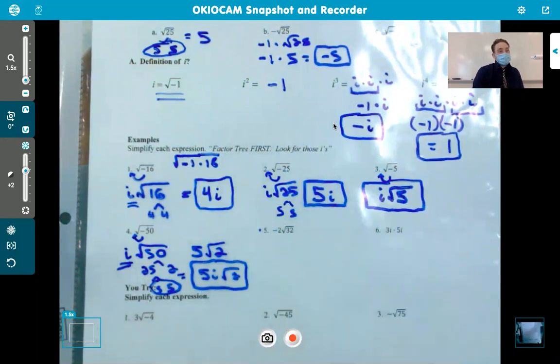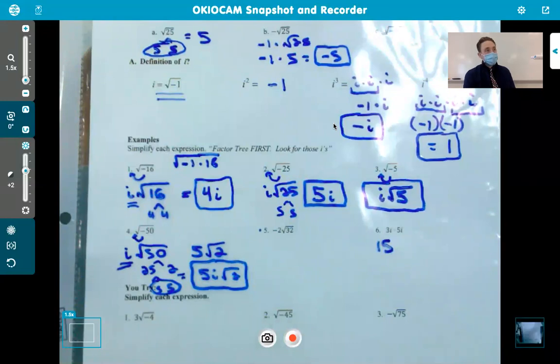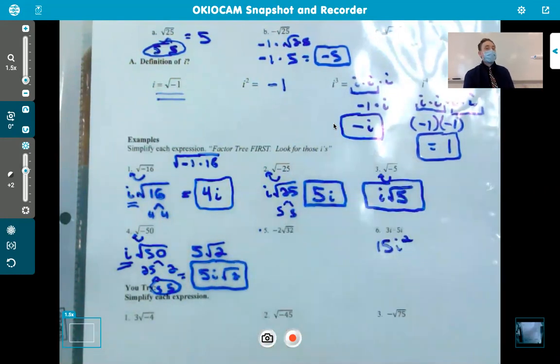3i times 5i. Well, we can think about i as maybe being a variable. In this case, it's not, right? We're not solving for i or doing anything like that. We're trying to simplify. But if it was 3x and 5x and we're multiplying together, the same kind of rules apply here. I would multiply my coefficients. Well, what's 3 times 5? 15. What do you think i times i is going to give me? i squared. Good. So that's where it comes into play, very similar to an x times an x, which would give me x squared.